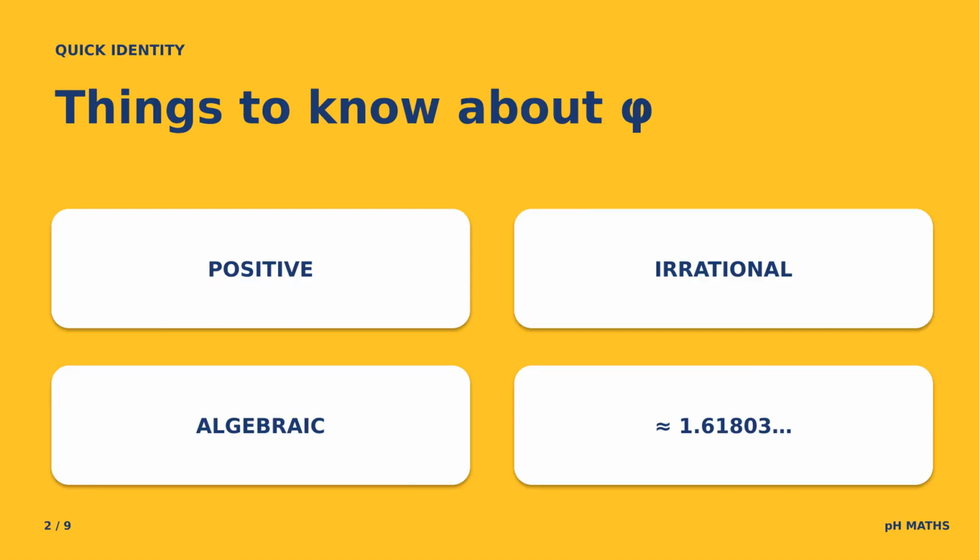Quick identity check. Phi is positive. Phi is irrational. Like root 5 and root 2, its decimal expansion goes on forever without repeating. Phi is algebraic. Specifically, phi is the positive root of x squared equals x plus 1. And as a decimal, it's approximately 1.61803. The number behind 1,000 pieces of bad design advice and one lovely piece of pure maths.